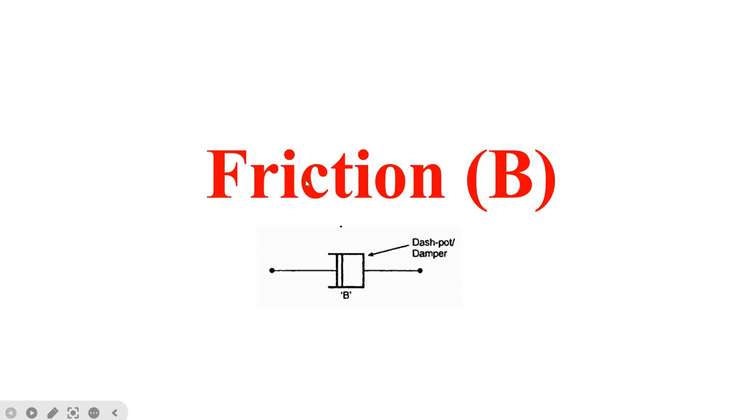Hello everyone. In this lecture, we will study one of the dominant elements of both translational and rotational motion mechanical systems. That is the friction, which is denoted by capital B here, and you can represent that by a damper or a dashpot. This figure represents the dashpot or the damper, and it represents that there is a friction.